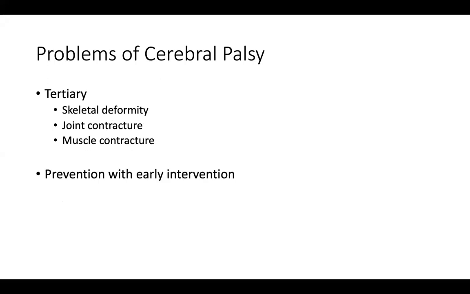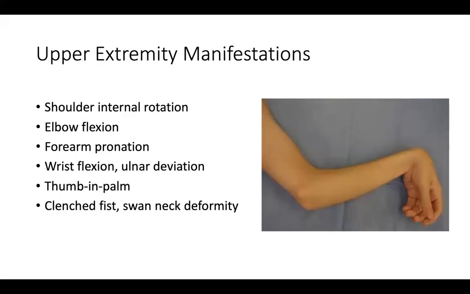We try to prevent these tertiary problems by intervening early, because the longer those muscle imbalances go on, they can lead to more severe skeletal deformity and contractures. The most common deformity pattern seen in the upper extremity in CP is a pattern of shoulder internal rotation, elbow flexion, forearm pronation, wrist flexion, and ulnar deviation. They often have a thumb-in-palm deformity, and they may have clenched fist or swan neck deformity of the fingers. So they don't always have all of these deformities, but these are the stereotypical presentation in the upper extremity.